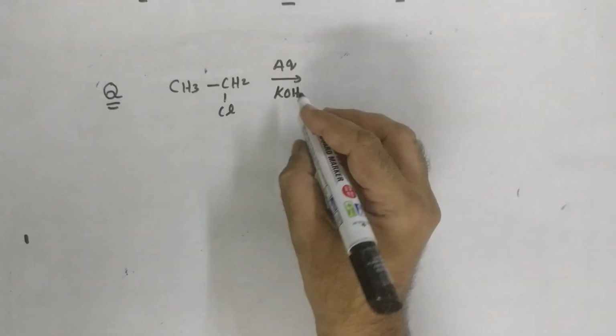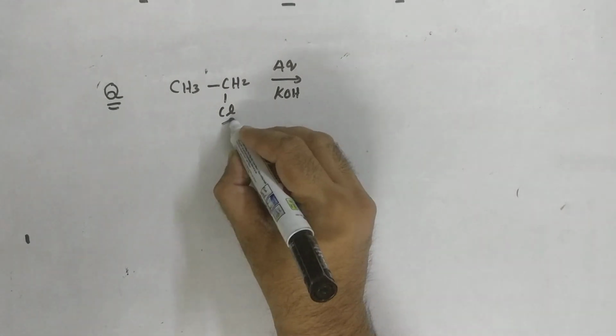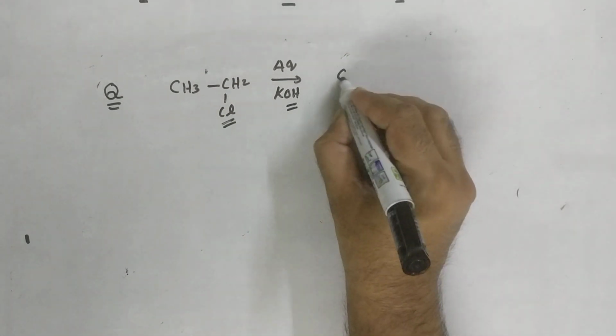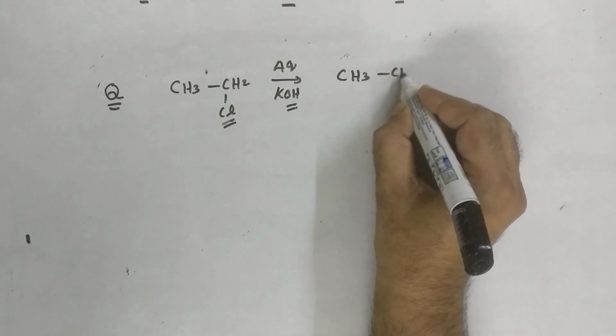What is going to happen? It's a nucleophilic substitution reaction. The Cl will be replaced by OH. It's again an NCERT question given at the back. You will get the formation of ethanol.